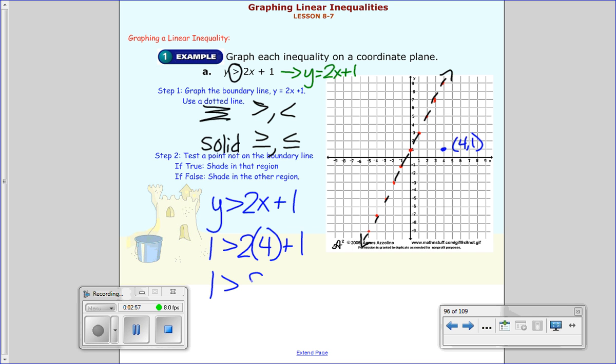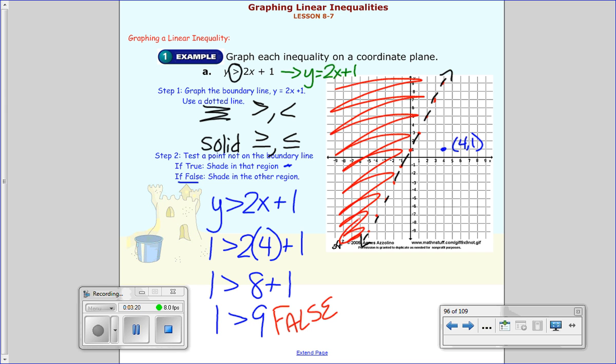1 is greater than 8 plus 1. So I take a look, and I have 1 is greater than 9. Now, if it is true, you shade in that region of that point. If it is false, that means that side is wrong, so it's the other side. Here, this is false. So instead of shading in the side with that coordinate in it, I'm going to shade in this side, because all these points would work, meaning I can choose any point on that side and it would be true.